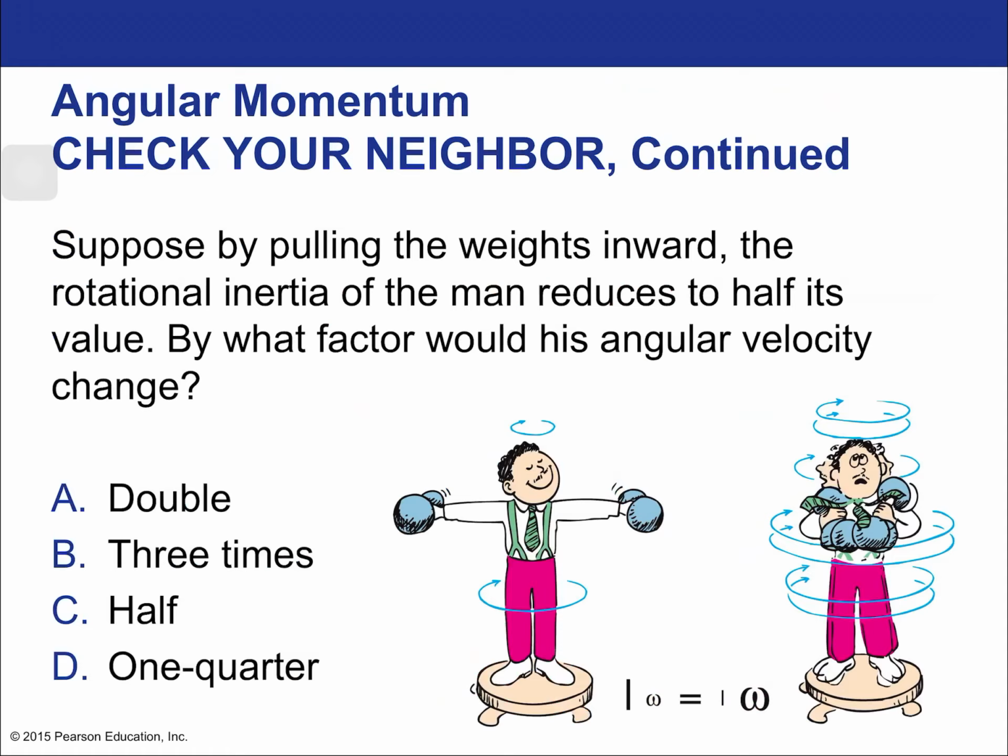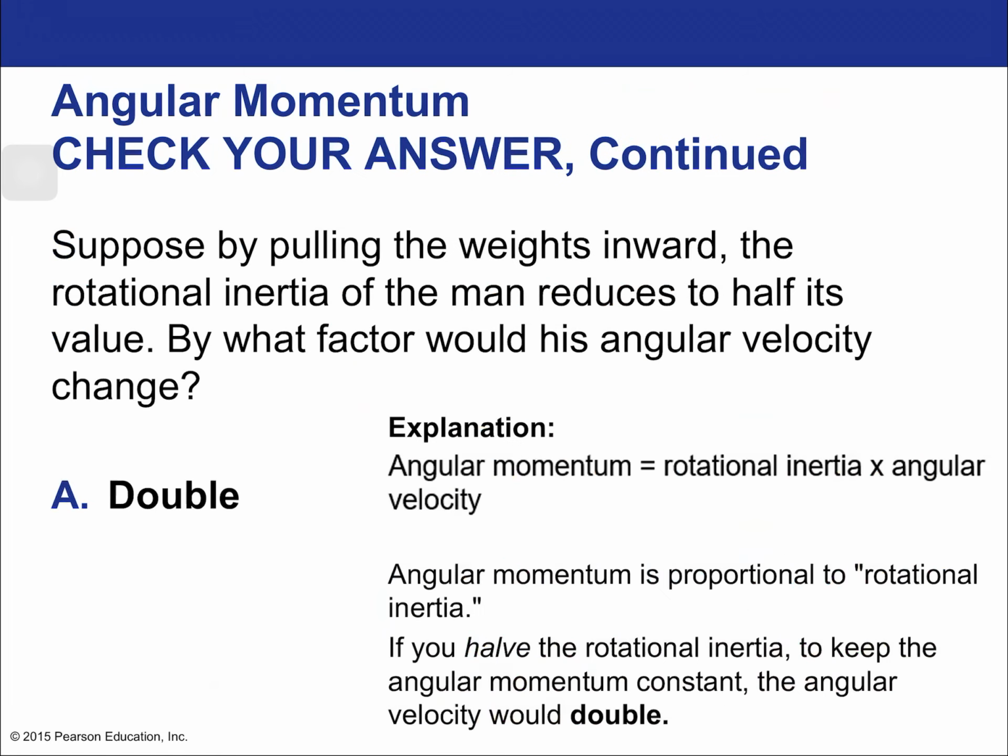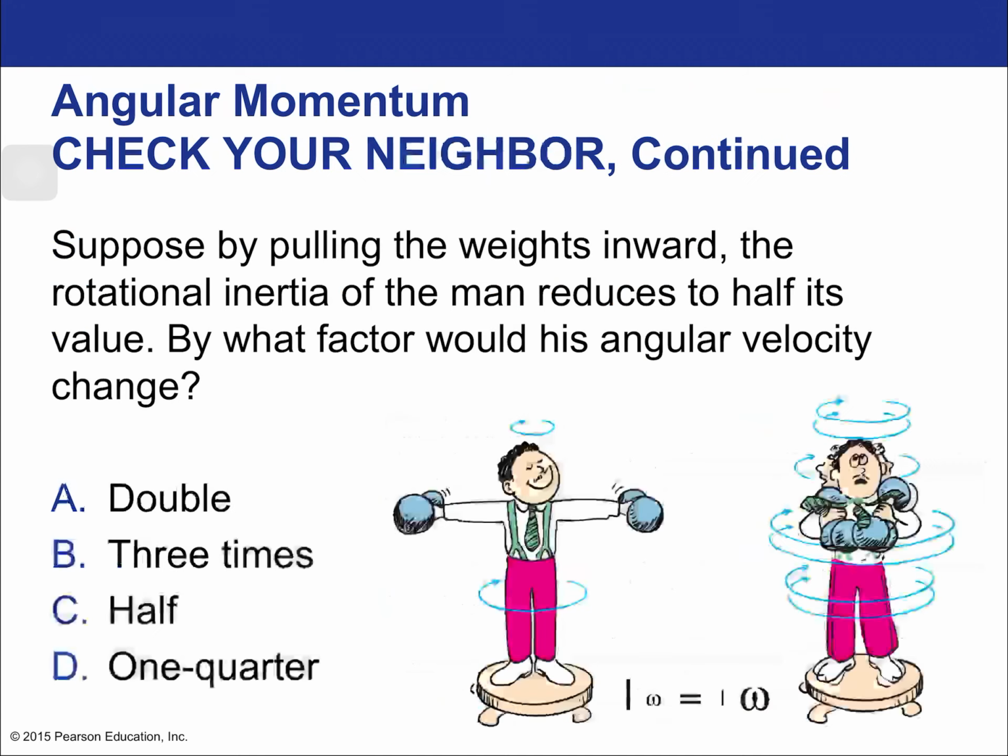So suppose by pulling the weights inward, the rotational inertia of the man reduces to half its value. By what factor would his angular velocity change? What's the relationship? Make sure you know this. It would simply double, right? It's a straightforward relationship. It's just one term multiplied by the other, okay? So it's I initial omega initial equals I final omega final, okay? If you double one, you have to cut the other in half. If you triple one, you have to cut the other by a third, okay? Or to a third.